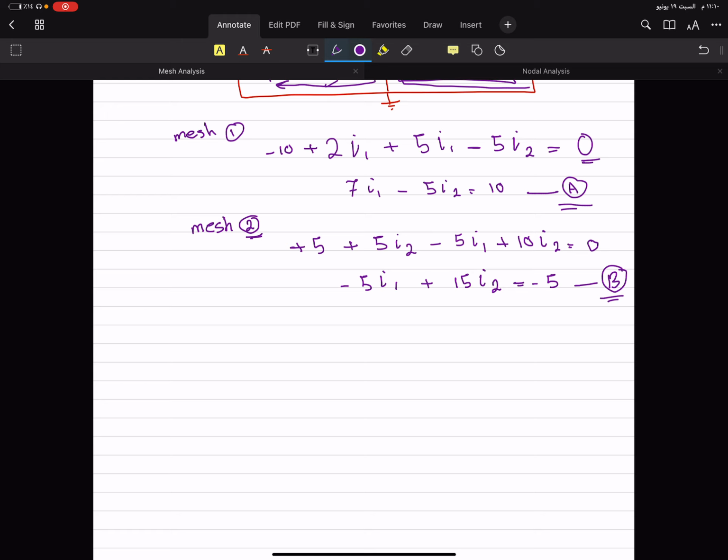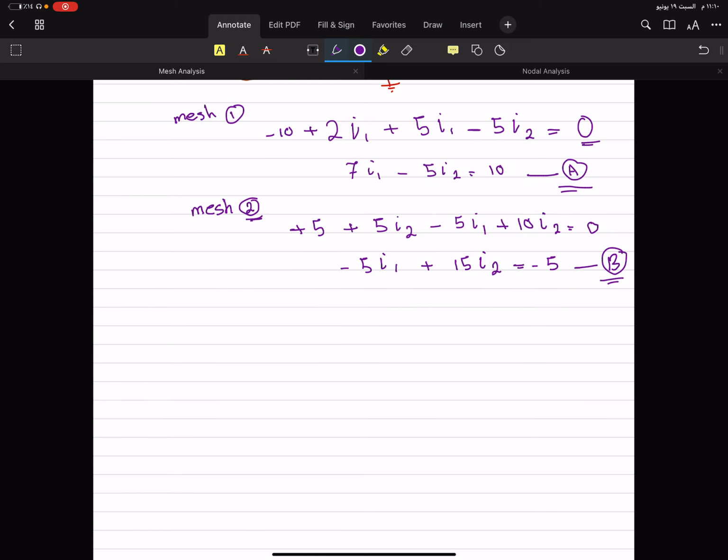So just like the last time, I put a link in the description, and I will put it again. It will open a website. It's a very amazing website. You can put the number of equations, you can put equation A and equation B, then boom, it will give you the value of I1 and I2.